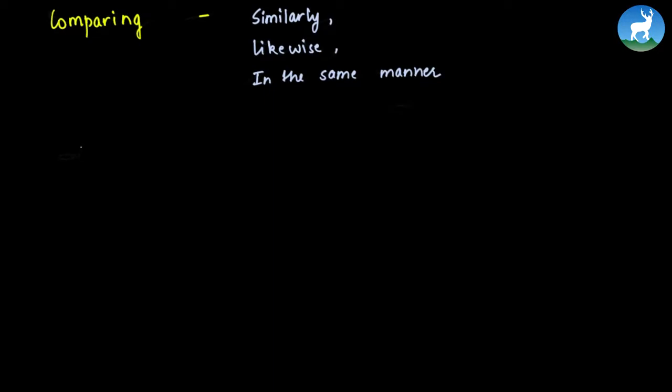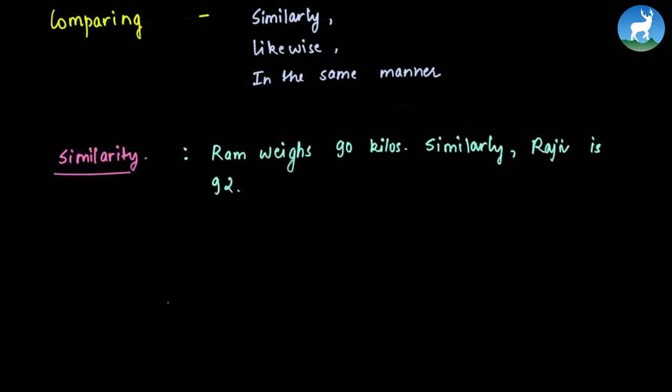Next, we will talk about the comparing connective. For comparing connectives, we have words such as similarly, likewise, in the same manner. The comparing connective is used to compare two different ideas with each other, and this shows similarity. For example, we're comparing the weights of two people, Ram and Rajiv, and we say Ram weighs 90 kilos. Similarly, Rajiv is 92. The comparing connective is being used in this sentence to compare the idea that they are heavy.